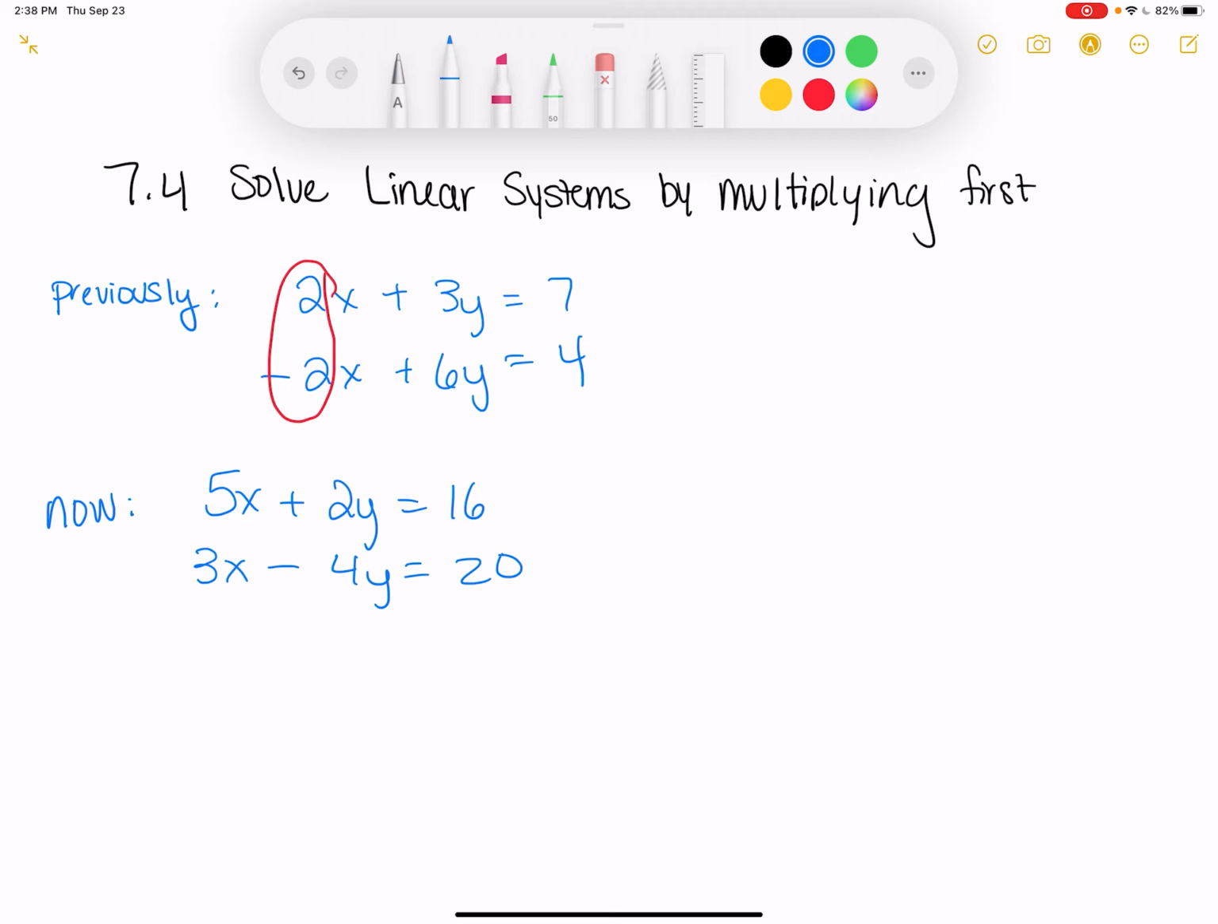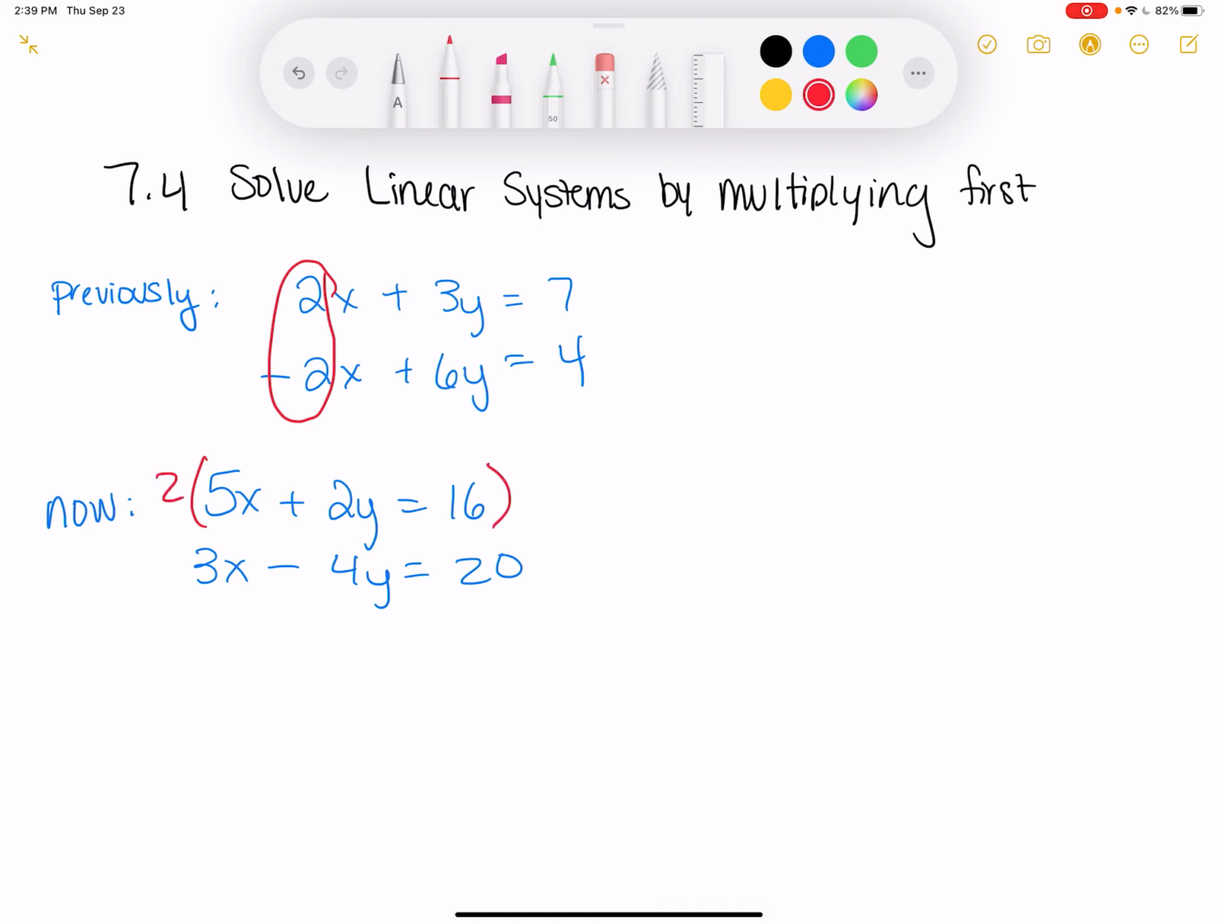So I'm going to look and see if there's any way that I can only multiply one of the equations. So does 3 times anything give me 5? No. Does 2 times anything give me 4? Okay. So I'm going to multiply this whole equation by 2.